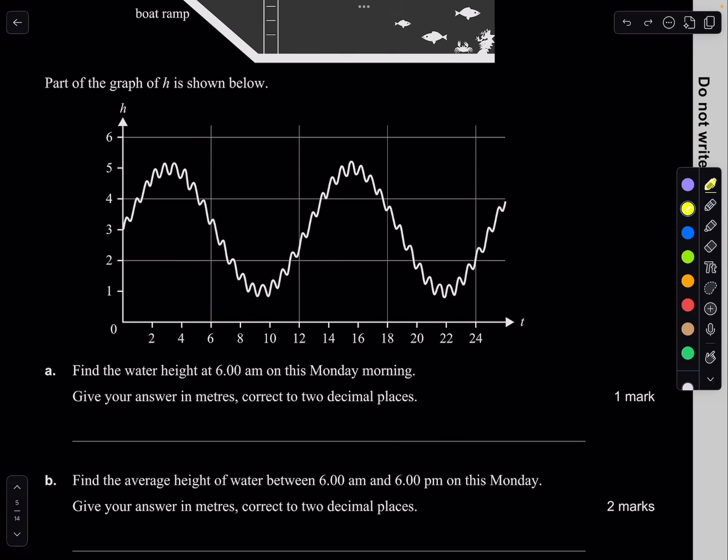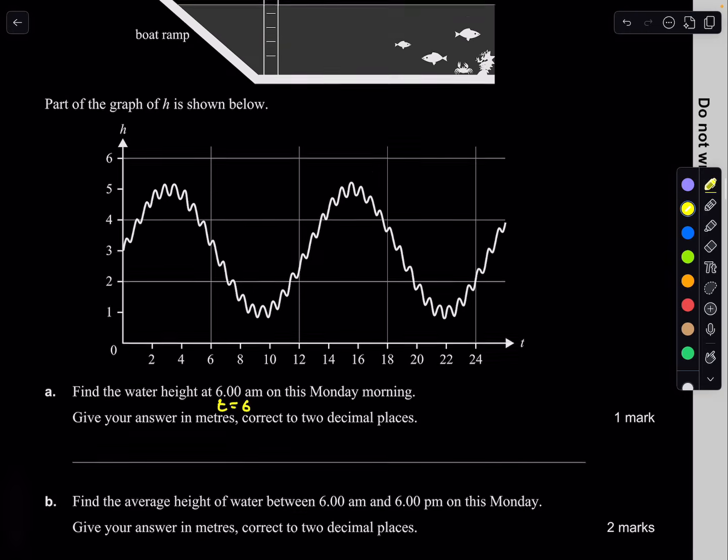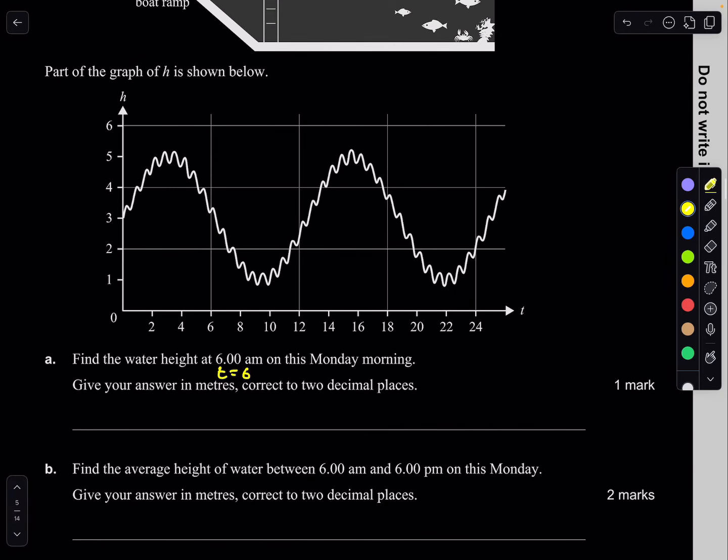Find the water height at 6 a.m. on this Monday morning. Give your answer in meters correct to 2 decimal places. Not too bad. We know 6 a.m. is basically t equals 6, as they told us already. Yep, 6 a.m. So we're just trying to find h of 6. So we can just go on our calculator and do that.